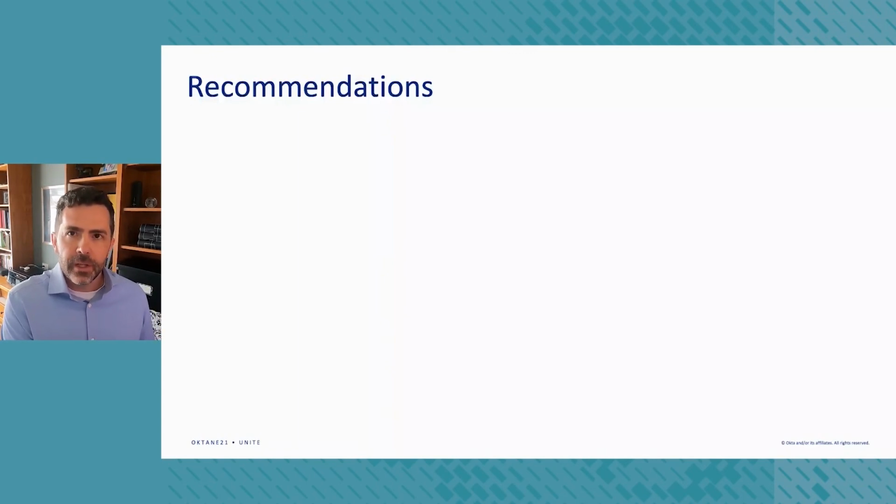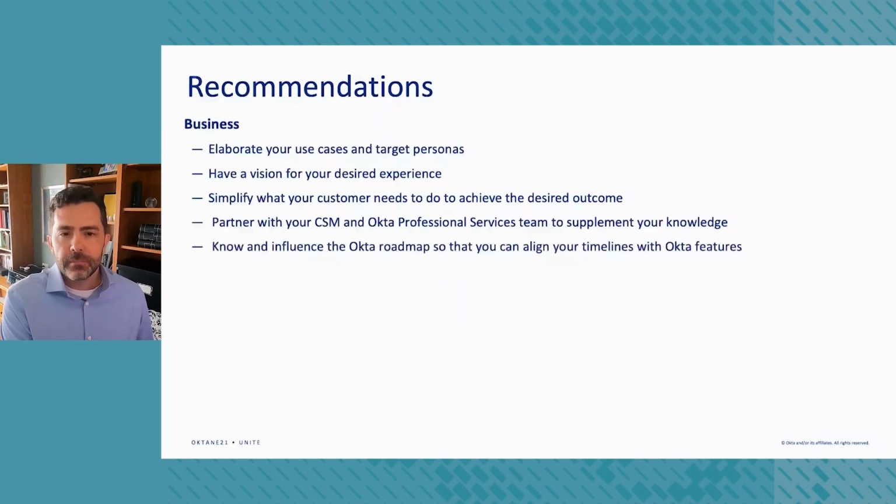So when we're looking at what makes a successful rollout and integration partnership with Okta, you really need to start by thinking about your business. And that means elaborating your use cases and your target personas. Have a vision for your desired experience. You need to simplify what your customer needs to do to achieve that desired outcome. And you can do this by partnering with your customer success manager and Okta's professional services team to supplement your knowledge. And one thing that really worked well for us is knowing and influencing that Okta roadmap. This way you can align your timelines with Okta features.